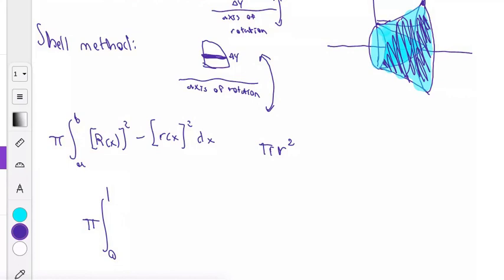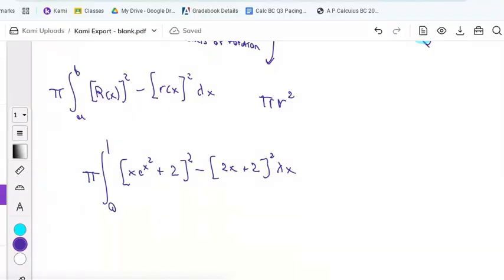Big R of x is going to be x e to the x squared because it's more outwards from the axis of rotation, while y equals -2x is below. After that, we're done writing this formula. The question only asks us to write but not evaluate an integral expression that gives us the volume. So now we're done with part B. Let's look at the scoring guidelines for this.